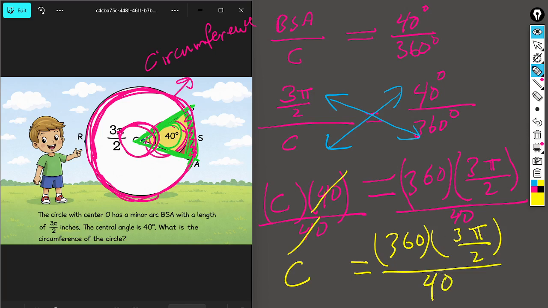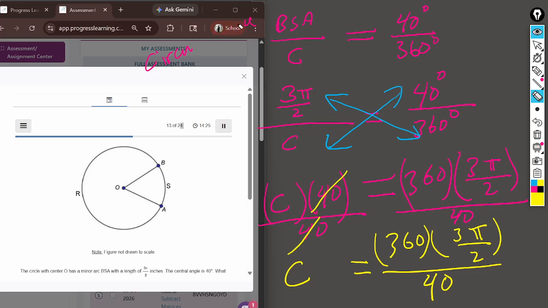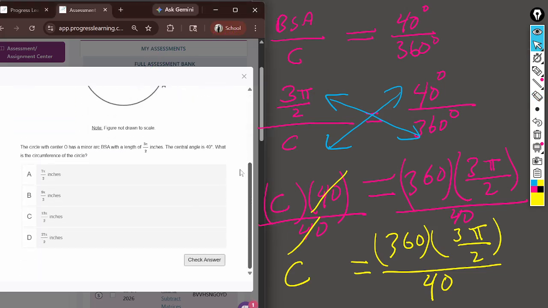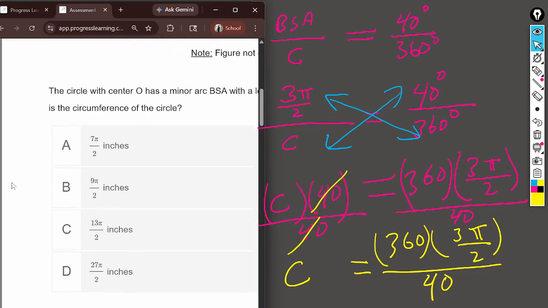Let us first go back to the question. Actually, I don't need this now, so I can just delete it. So let us look at the options. The options are something like this. It could be 7 pi over 2, or 9 pi over 2, or 13 pi over 2, or 27 pi over 2. So we need now to keep pi. We will not change the pi.